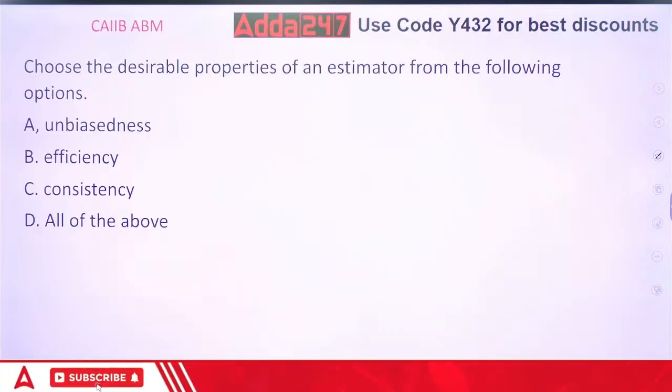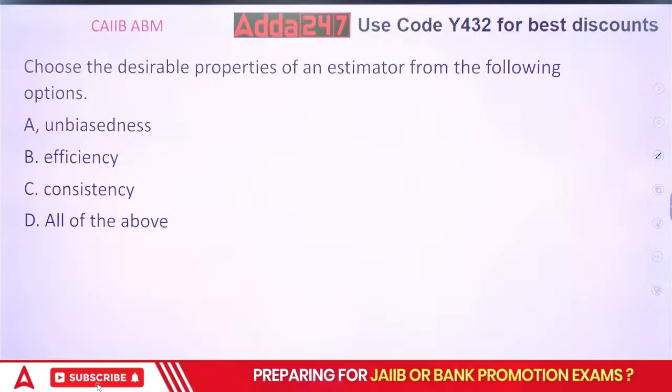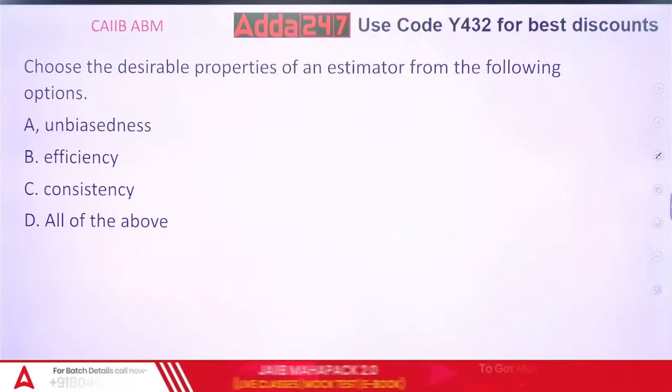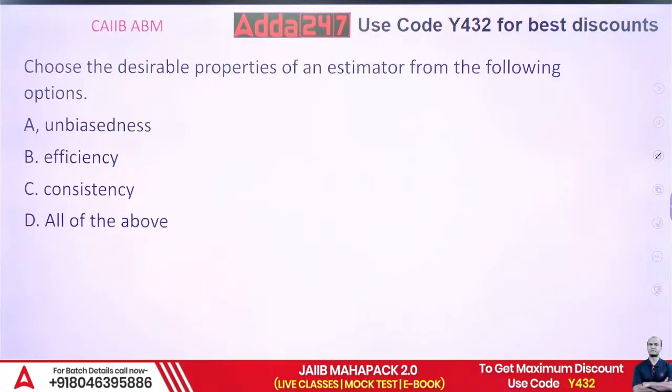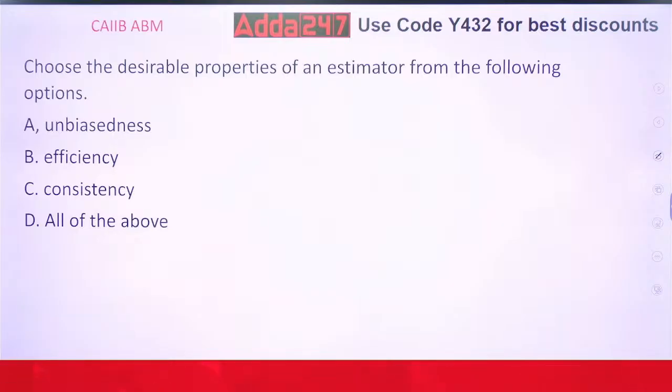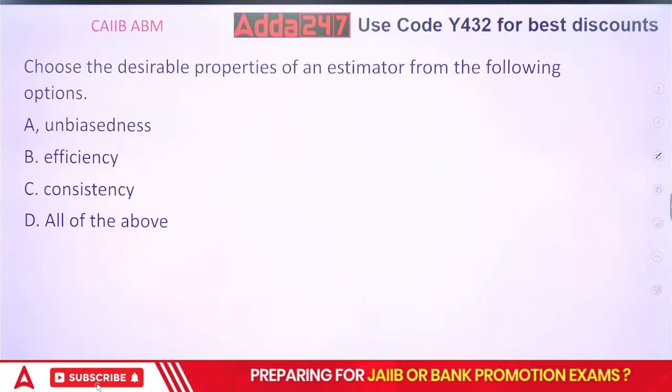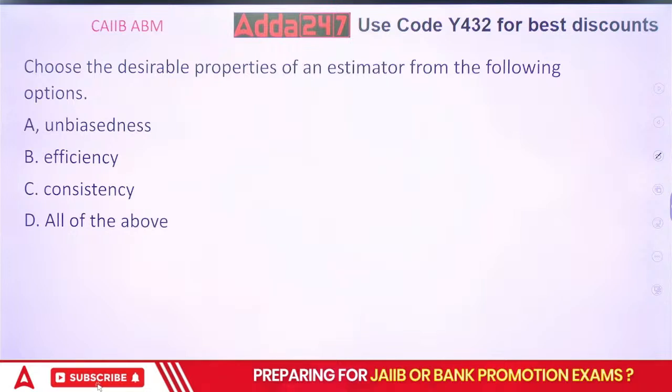Correct? These three, all of them are required. Unbiased. It should not be biased at all. If it's biased, then it won't give you the correct result. Isn't it? So, the estimator should not be biased at all.